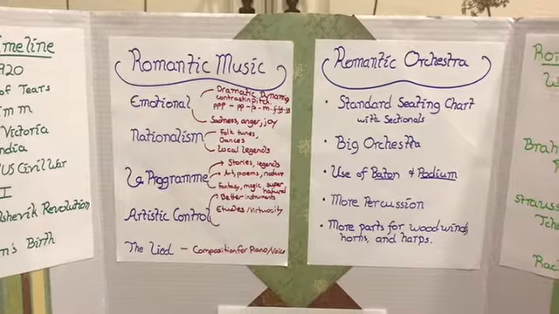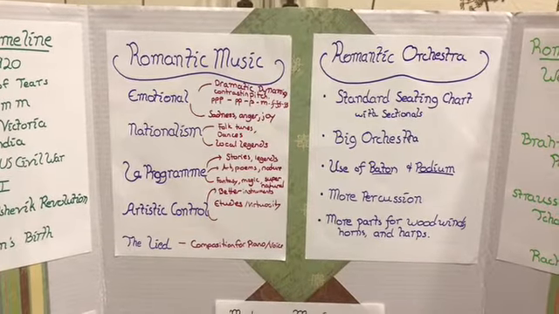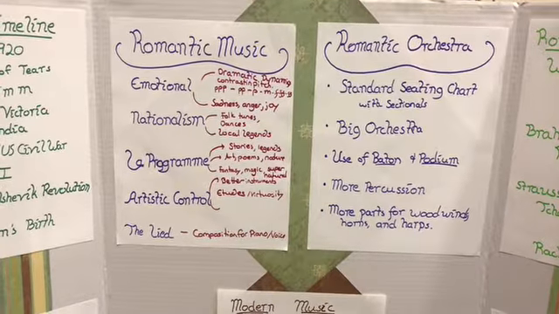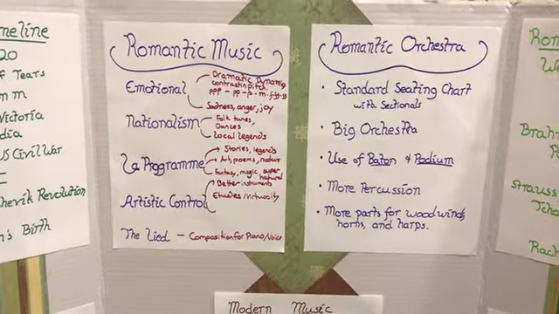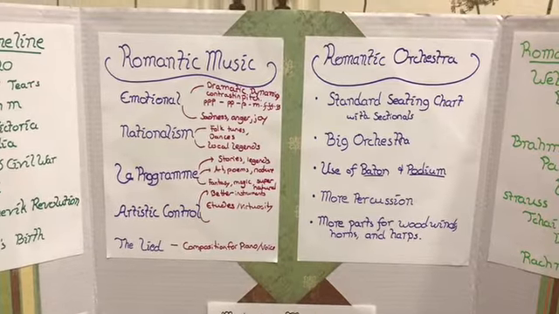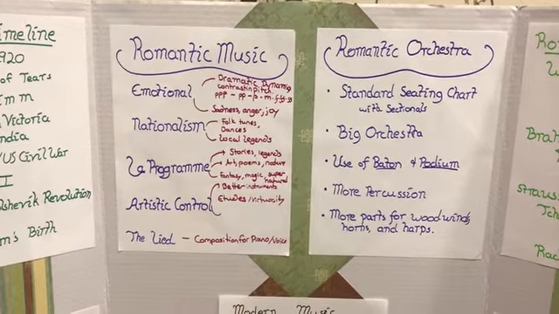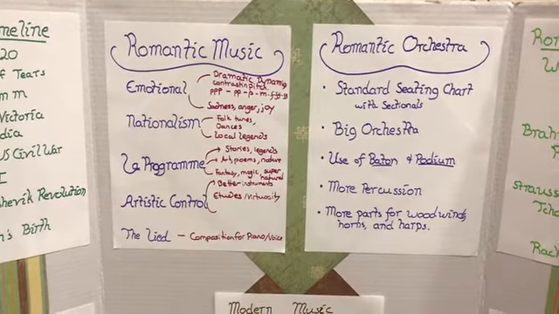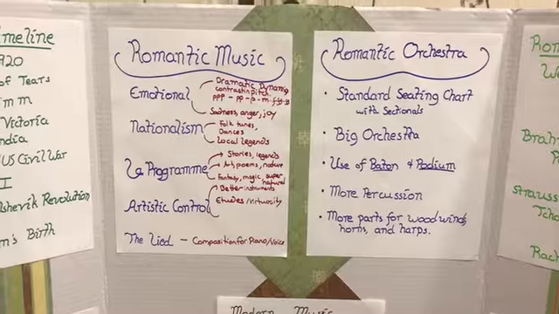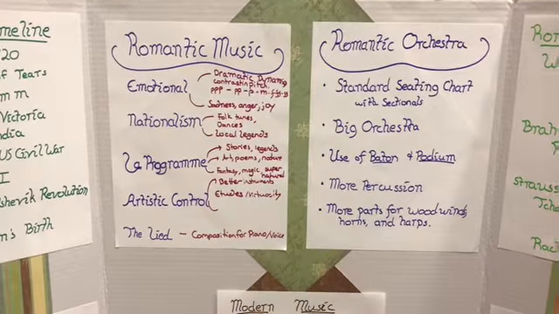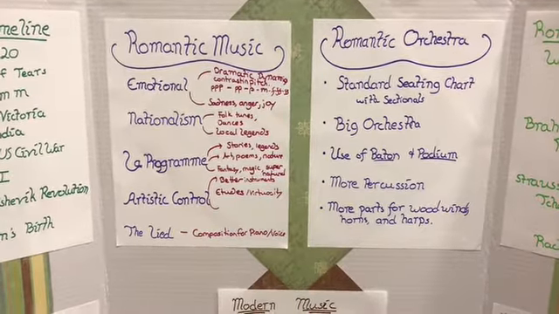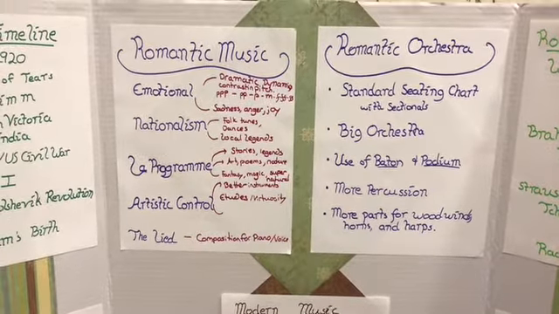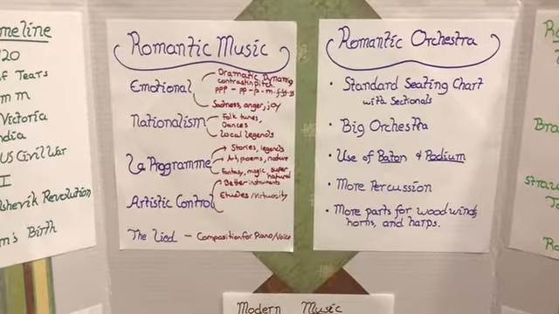They also added kettle drums. They had heard the Asian players play their drums and thought, ooh, that's a really big sound. Let's bring that into our orchestra. Additionally, they added the tuba, which is a very deep sounding instrument that adds a lot of depth to the lower register of the music. They increased the number of parts for woodwinds, horns, and harps, all leading to a very big emotional sound.